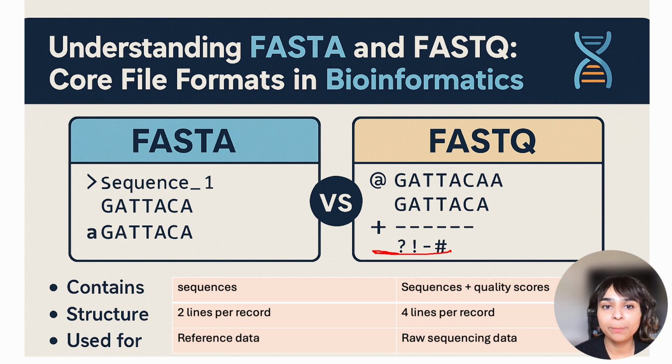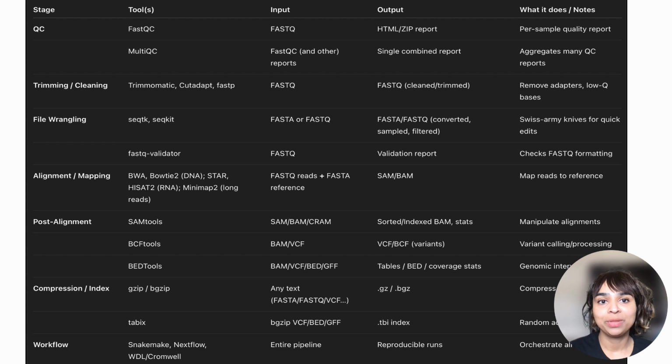So how do they compare? FASTA is lightweight, great for storing clean reference data, whereas FastQ is more detailed, essential when you're analyzing raw reads and need to access quality. So in short, FASTA can be used for alignment references and databases, whereas FastQ is used when working with raw sequencing reads and quality control.